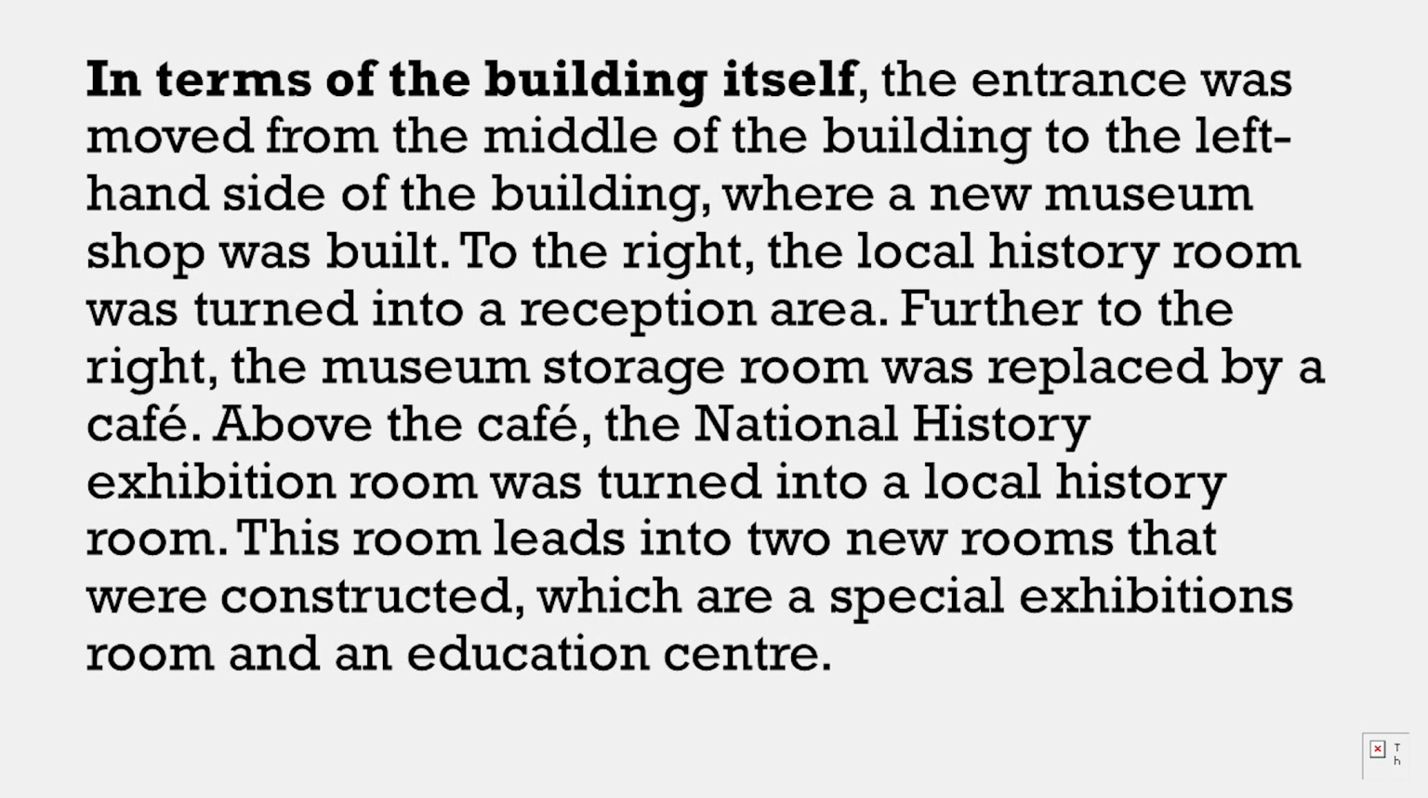To the right, the local history room was turned into a reception area. Further to the right, the museum's storage room was replaced by a cafe. Above the cafe, the National History exhibition room was turned into a local history room. This room leads into two new rooms that were constructed, which are a special exhibitions room and an education centre.